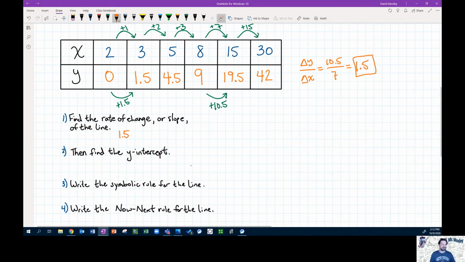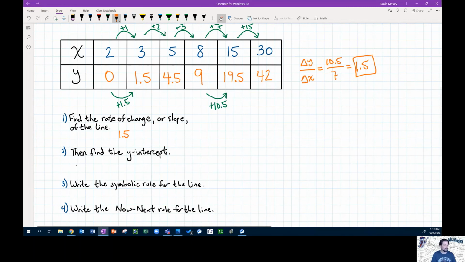Awesome. So we have that. We need the y-intercept as our next thing. I do not have the value of y when x equals 0 yet. It's not on my table. But I know when x equals 2, y equals 0. I need to subtract 2 from x to get to 0, which means I need to subtract 1.5 two times.